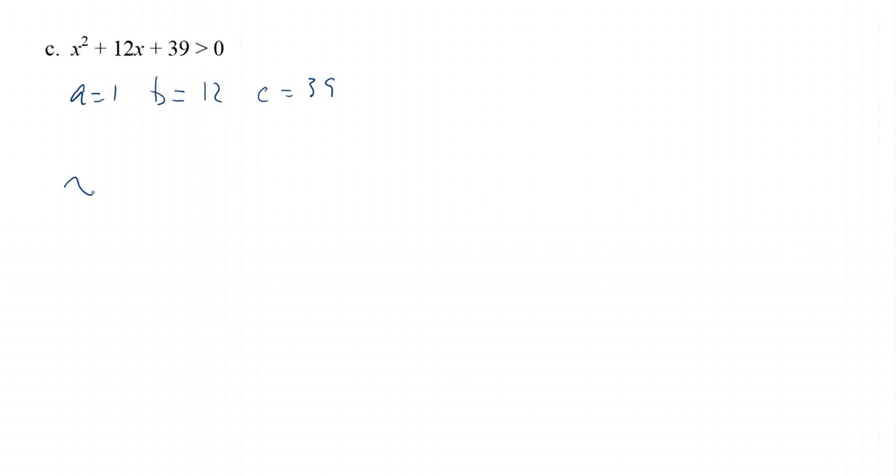So we get that X equals, oh, actually, you know what? I'm not going to do quadratic formula. I'm going to do completing the square because that's a 12. So I'm going to get X plus 6 squared. And then 6 times 6 is 36, so I'm going to subtract 36, plus 39 is greater than 0.